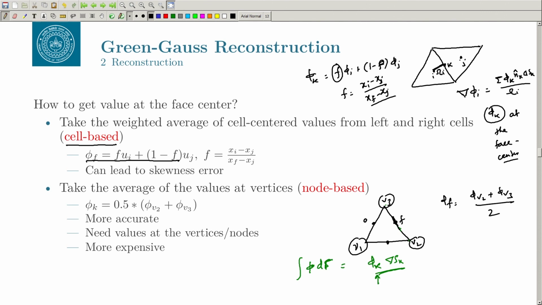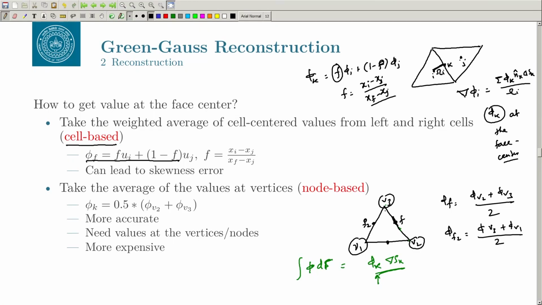Similarly, let us say this is my another face, this is f2, phi f2 will be 0.5 V3 plus 0.5 V1, by 2, right. If you go to 3D, each face may have many vertices, depending on what kind of element you are using, what kind of polyhedral element you are using.